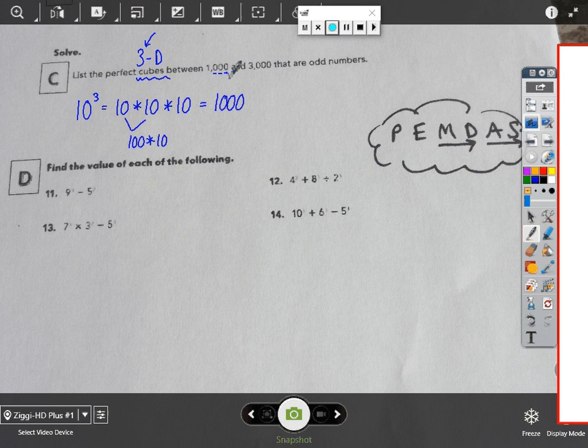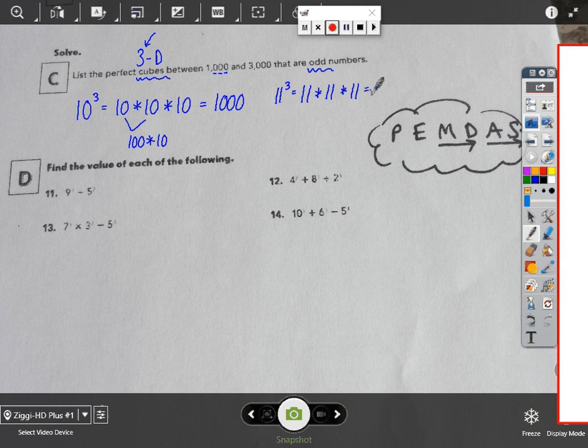They want the perfect cubes that are between 1,000 and 3,000, and we're also looking to make them odd. Well, this isn't odd, and it's also not between. Remember, between leaves out these 2 numbers. It's the bully. So we're going to try the next possibility, which would be 11. 11 to the 3rd power. That really means 11 times 11 times 11.